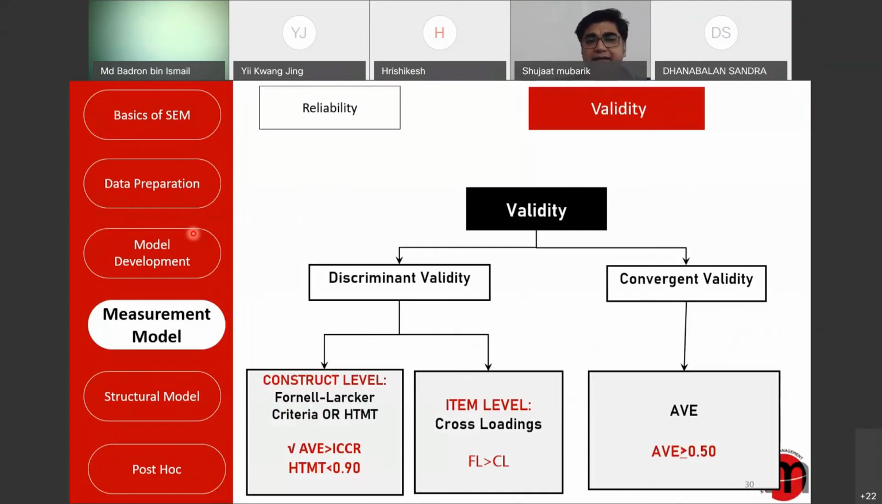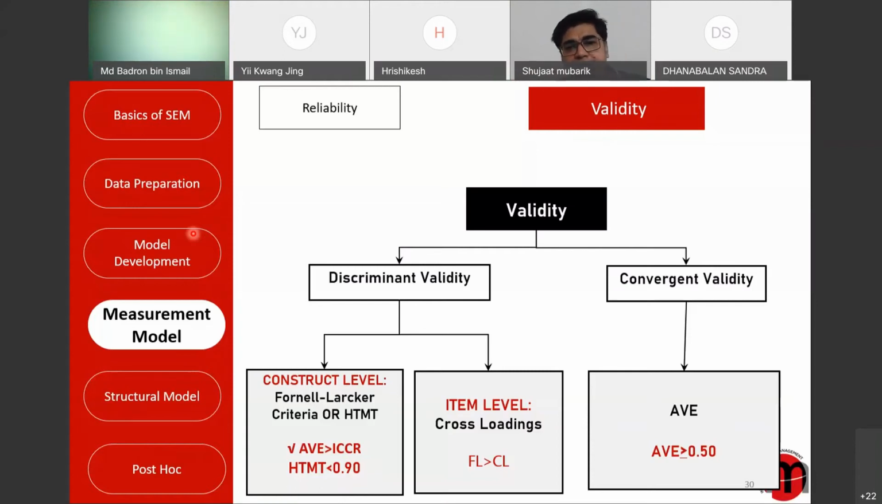Okay, so again, as I told you, those three results need to be fetched from PLS. These three results also have to be taken from SmartPLS in order to ensure the discriminant and convergent validity. These are, in fact, the AVE, HTMT, and cross loadings values. So these are the three values which need to be extracted.